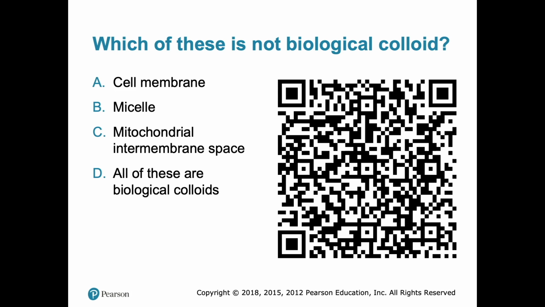So the only difference between this and what I drew on the board is that this is a double layer, where you can have water on both sides, whereas on a micelle, you can only have water on one side. The inside is going to be the nonpolar part. So the answer was C because the intermembrane space really had nothing. But if I had said the answer C was mitochondrial membrane, then all of them would have been biological colloids.